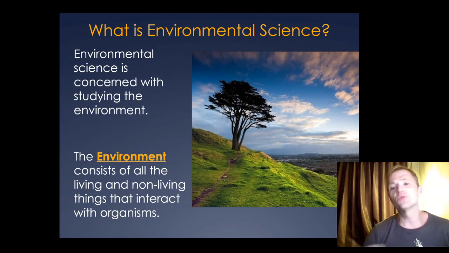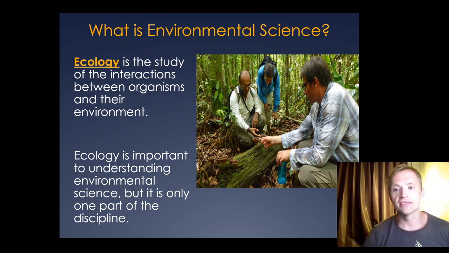Environmental science is concerned with studying the environment, right? The environment consists of all the living and non-living things that interact with organisms. We're going to go into this, but everything you can think of that exists here on Earth has to do with the environment or whatever is on the biosphere of the planet. Then we delve into ecology, which is the study of the interaction between organisms and their environment, especially human interaction with their environment. Ecology is important to understanding environmental science, but it's only one part of the discipline. I want to really stress that.